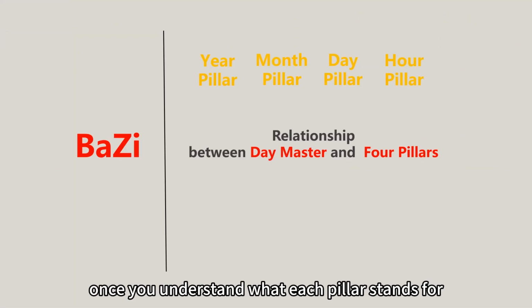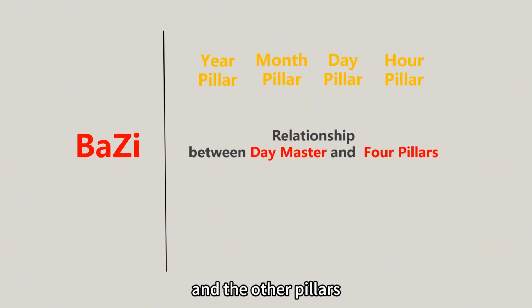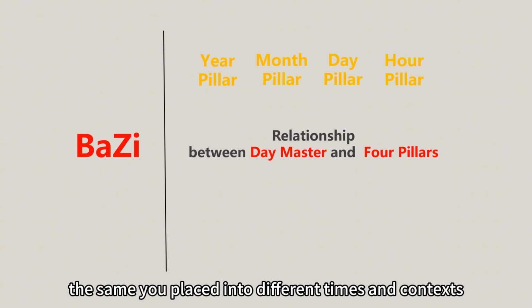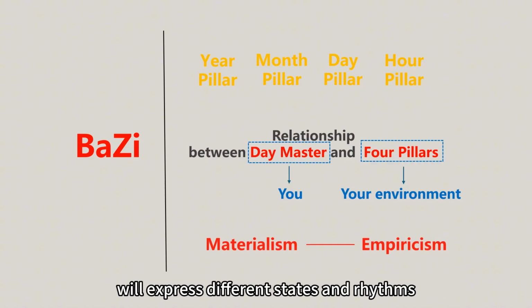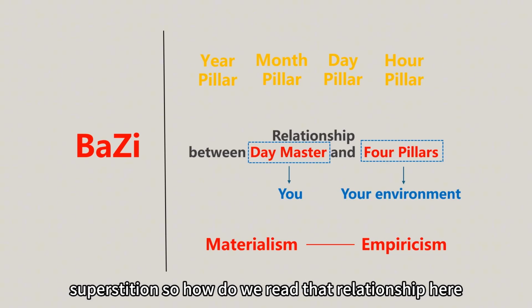Once you understand what each pillar stands for, you can read the relationship between the day pillar and the other pillars. BaZi is basically describing a pattern. The same you, placed into different times and contexts, will express different states and rhythms. It's closer to an experience-based model than mystical superstition. So how do we read that relationship here?